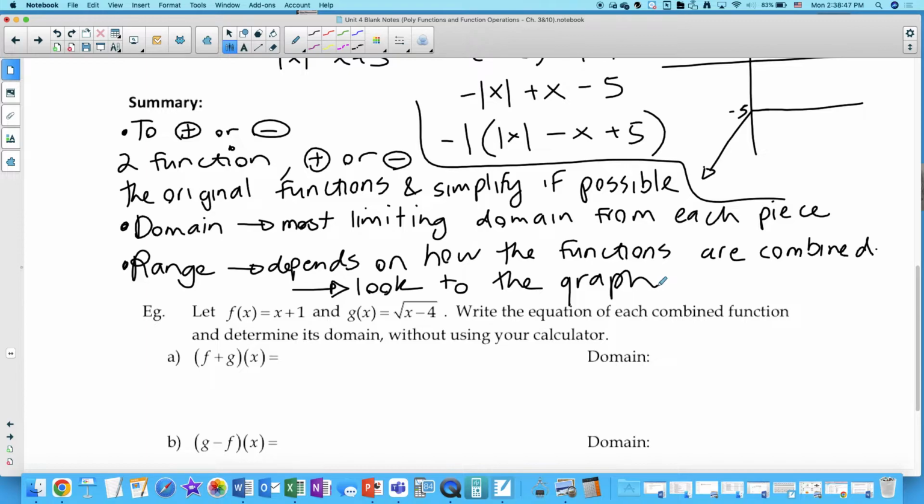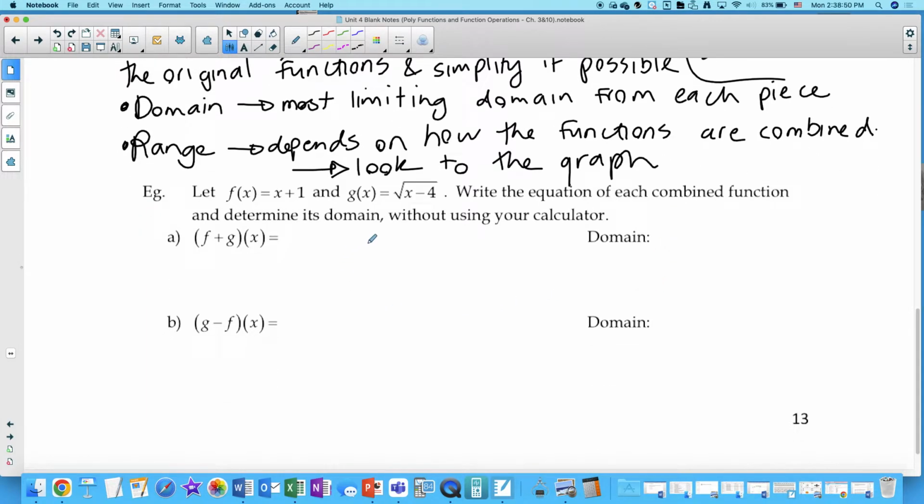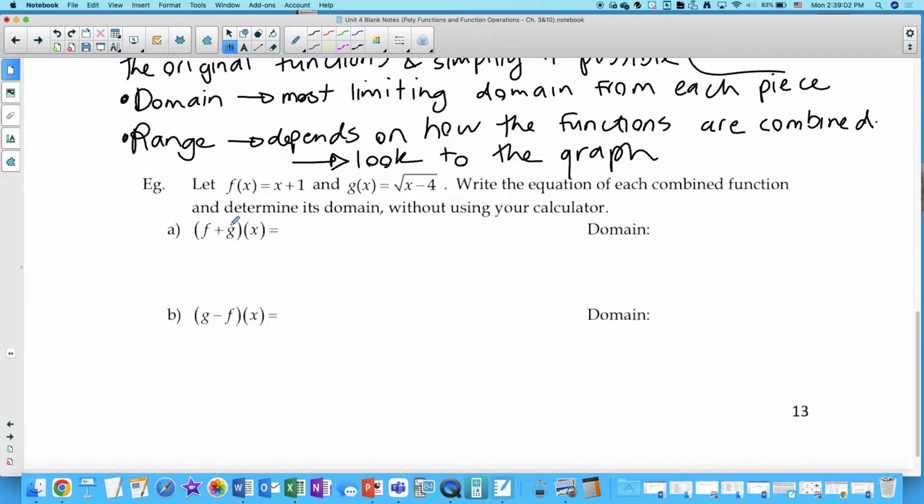Okay. Let's do some examples, though, where we focus in on the domain and where we may not have a domain of x is an element of the real numbers for all of the parts. So we have these two functions: let f of x equal x plus 1, g of x equals the square root of x minus 4. First we're going to write the equation of the combined function and then determine the domain without the use of a calculator. Okay, so if we were looking at f plus g of x, we would be adding these two functions. So we would have x plus 1 plus the square root of x minus 4.